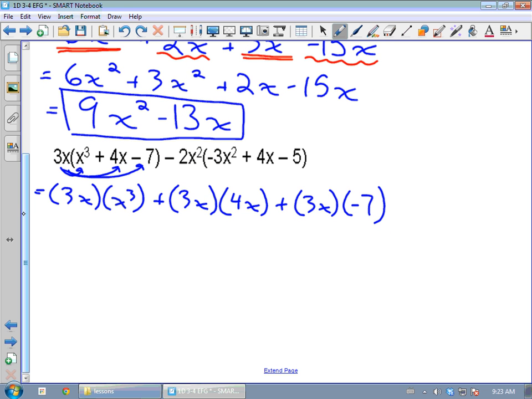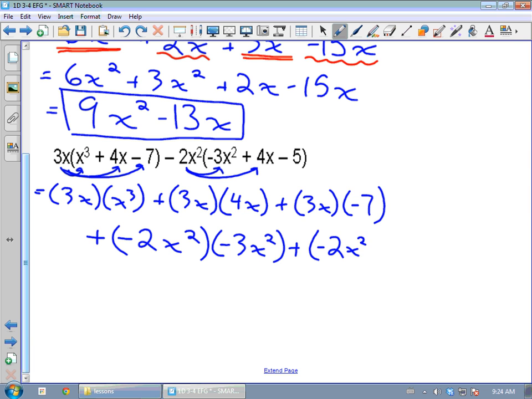And then I'm just going to write my next thing down here. So I'm going to add to this negative 2x squared, keeping that sign on the negative 2 with the negative 2x squared. So it's going to be negative 2x squared times negative 3x squared plus negative 2x squared times 4x plus, again, negative 2x squared times negative 5.